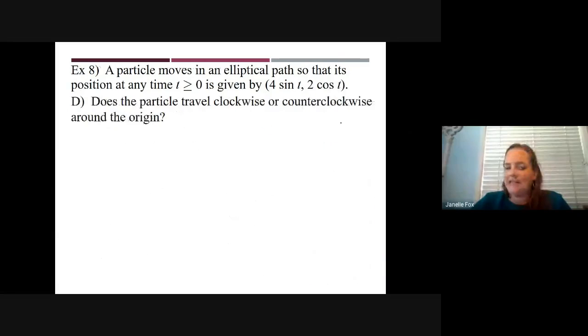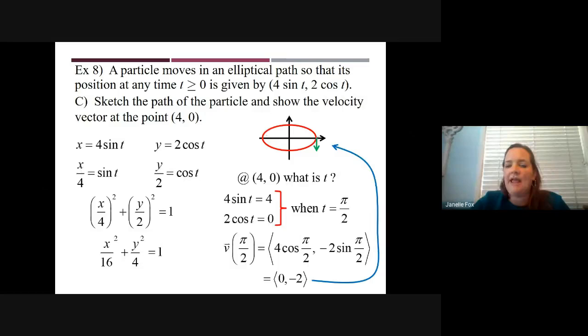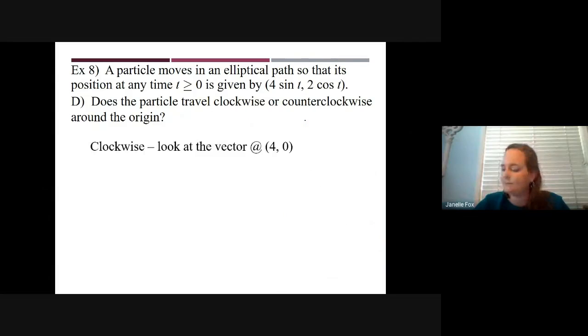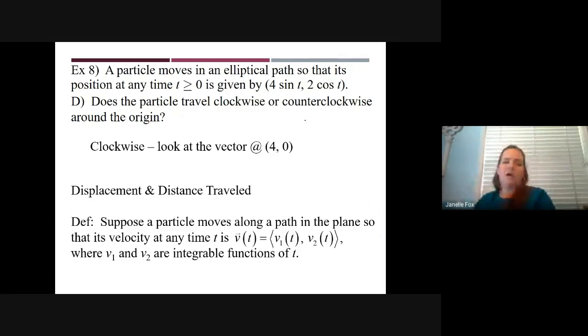So then part B, I am going to flip back to the picture on part C really fast, but it says, does the particle travel clockwise or counterclockwise around the origin? Well, let's go back to the picture. If we knew nothing else but this picture, and you knew that at this point right here my velocity vector was going this way, wouldn't it make sense that it would be going this way? Because that would make sense for the vector. That direction is traveling in a clockwise manner. And so there it is. Those are all of our answers for that.